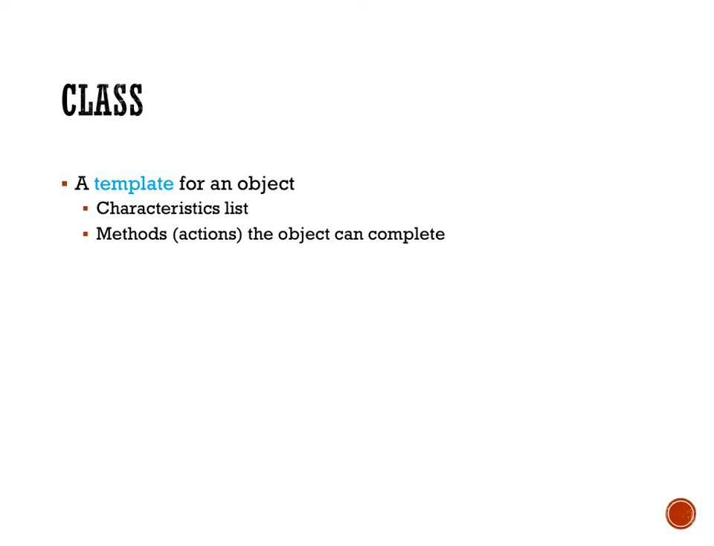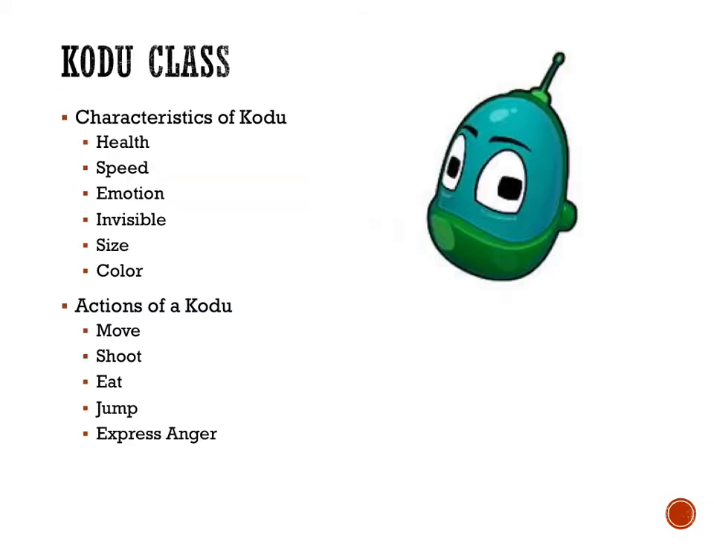Then from there, the other part that a class contains is all of the methods or the actions that an object can actually complete. So we're going to look at this concept by looking back at the Kodu lessons that we covered last unit and kind of tie in a part of the Kodu class. But at this basic level, all a class is is a template for an object, and it has all of the methods inside of it that have the code for all of the little actions that your object can do. And then it has a basic characteristics list that those objects must contain.